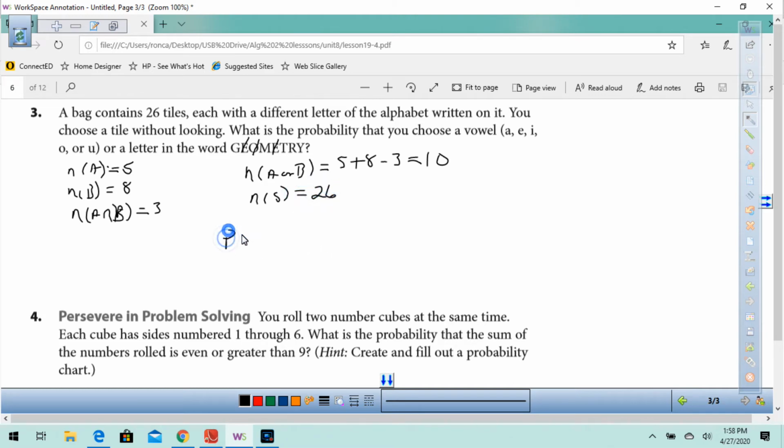So what are we looking at? Probability of A or B is going to be 5 over 26 plus 8 over 26 minus 3 over 26. And that's going to give you 10 over 26. That's 5 over 13.